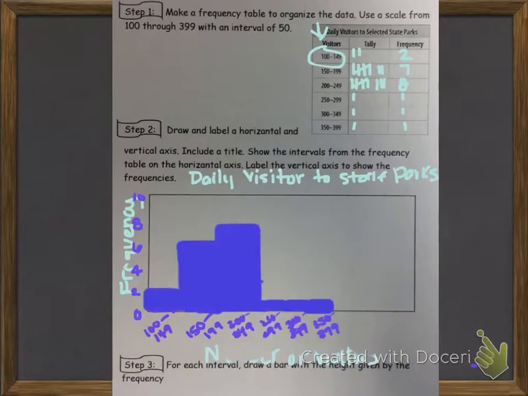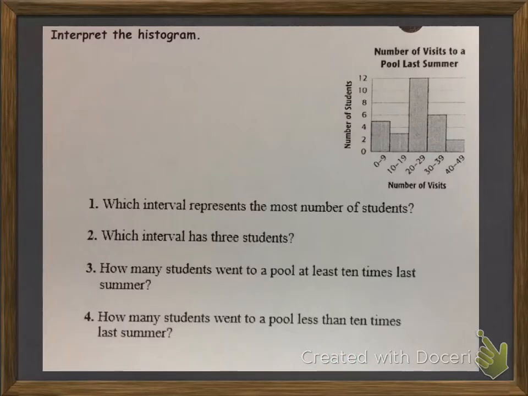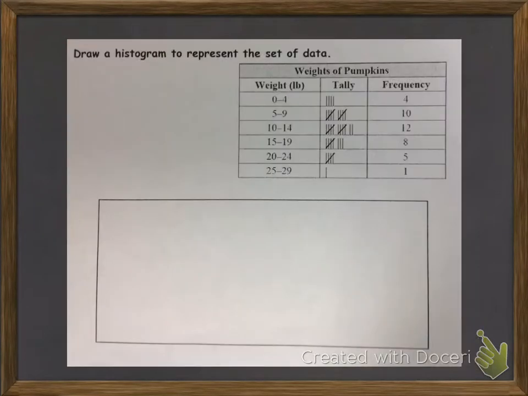Okay, so your bar diagram should look somewhat like mine. Here we have another interpret the histogram. This is for you to practice. So I would like you to answer these 4 questions. And then whenever you finish that, you're going to go on to the last question, which is to draw your histogram, which is what we just did. You're going to label your titles, number your frequency, and use your scales that it has right here for the weight of the pumpkins. And we will check this over in class tomorrow.